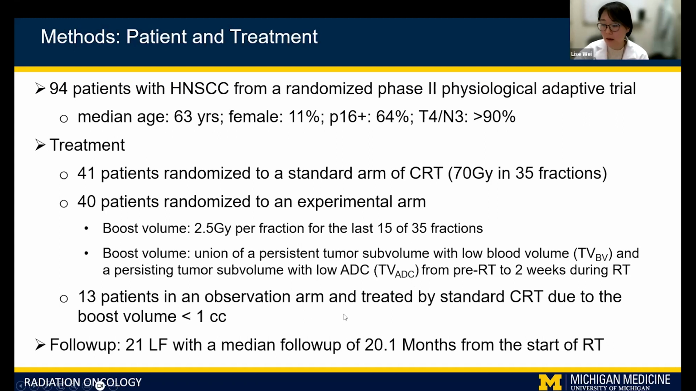There are some patients that entered an observation arm because of their small boost volume size. And among the patients here, there are 21 local failures, and the median follow-up is about 20 months, so it's fairly long.